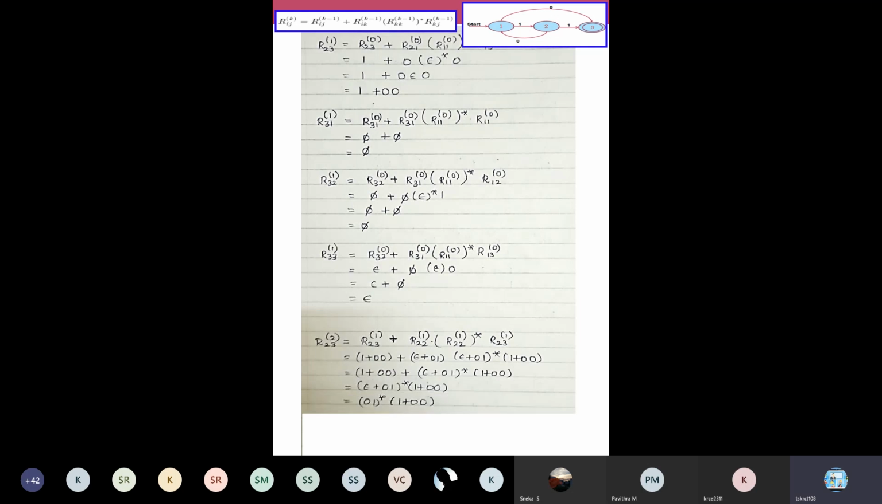Epsilon can be written as (0 1)*. You can do any step first. Minimization does not follow any sequence. Whatever you do first or last, your answer should come out correct. So epsilon plus (0 1)* can be written as (0 1)* followed by (1 + 0 0). Now at this point you check whether any further minimization is possible.